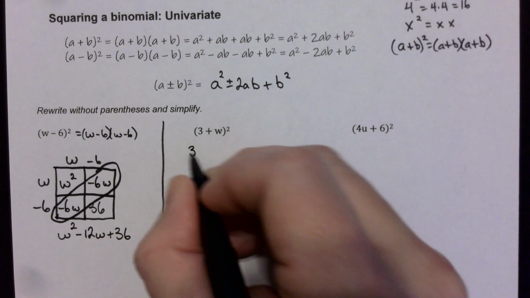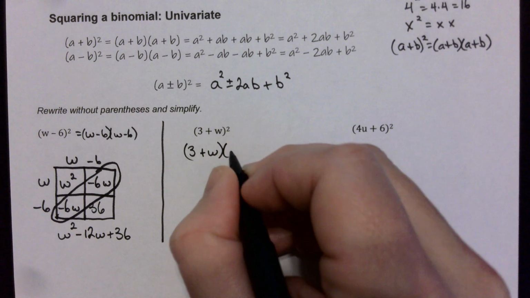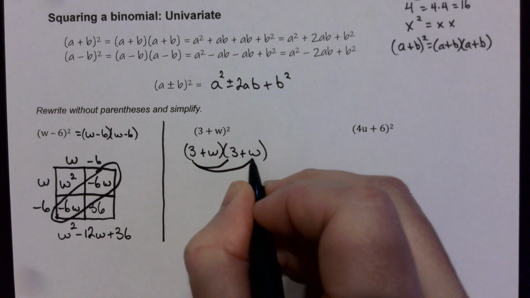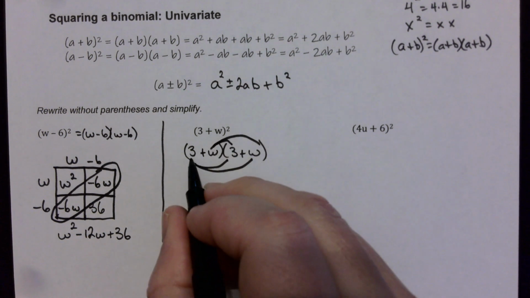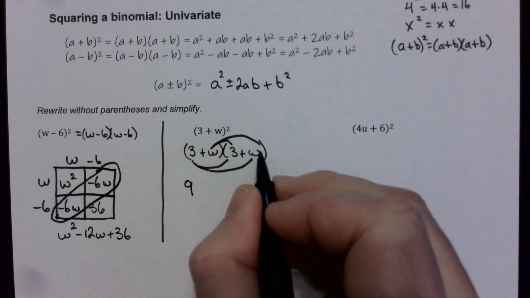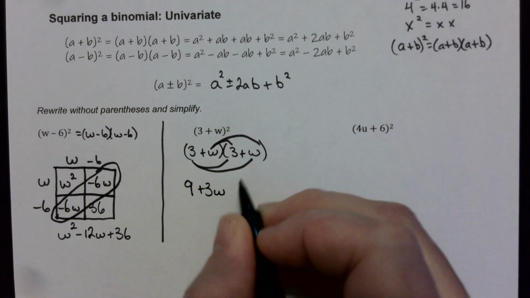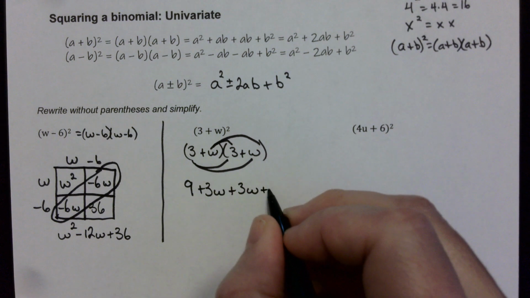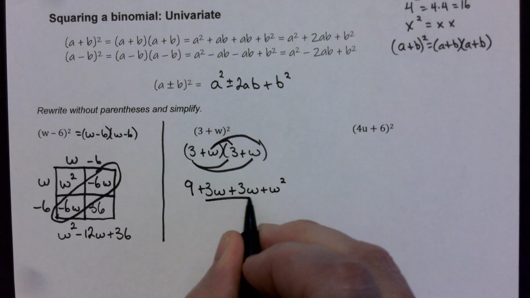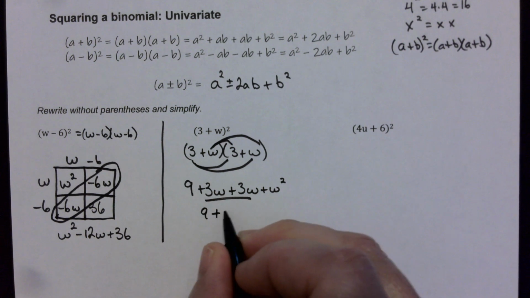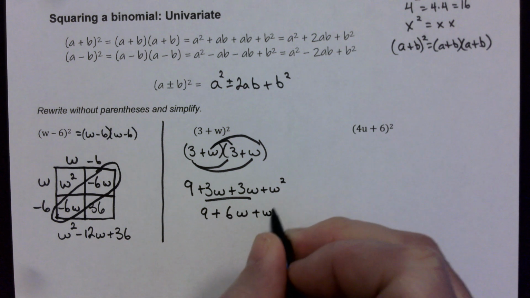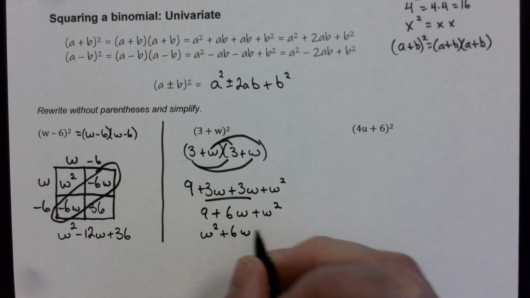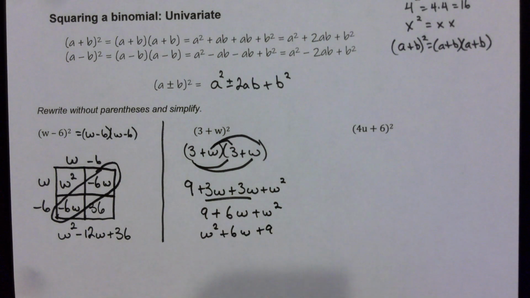This one we'll do without the box this time. So 3 plus w times 3 plus w. Let's just multiply it through like this. 3 times 3 is 9. 3 times w is 3w. w times 3 is 3w. And then w times w is w squared. If we add up these two inner terms, we get 9 plus 6w plus w squared. You might want to write that with descending terms, so write the w squared first, then the 6w plus 9, but both answers will be acceptable.